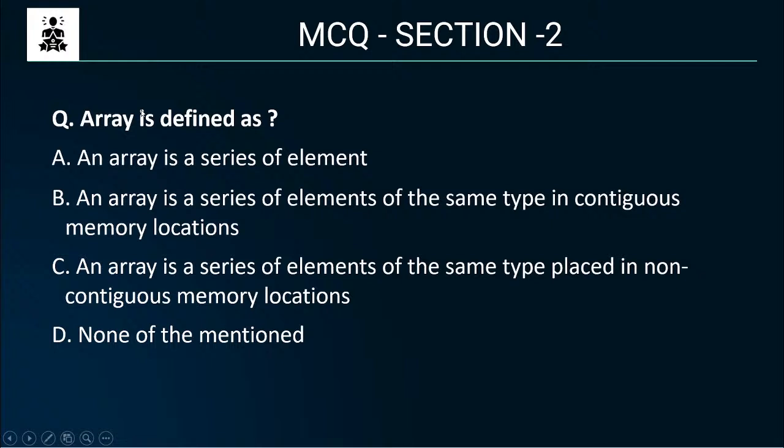Now the MCQ comes on arrays. What is an array? According to the options, which option will be true? Here the answer will be B. An array is a series of elements of the same type in continuous memory allocation.